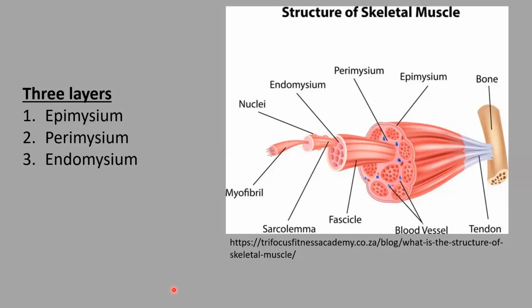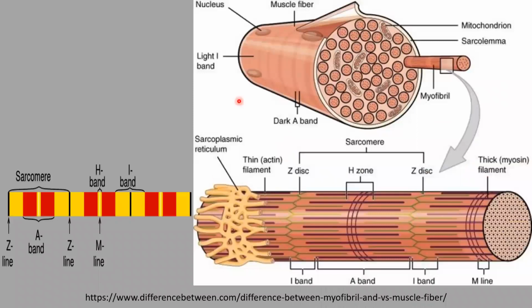So that is the skeletal muscle structure. If we take the muscle cell or muscle fiber, it is surrounded by the sarcolemma, the plasma membrane of the muscle cell, and over the plasma membrane of the muscle cell we have the endomysium. The muscle cell has organelles, a lot of mitochondria and nuclei and other organelles, and the myofibrils.